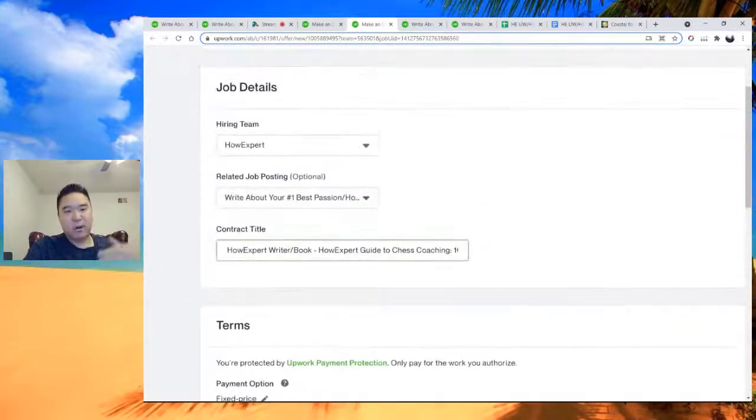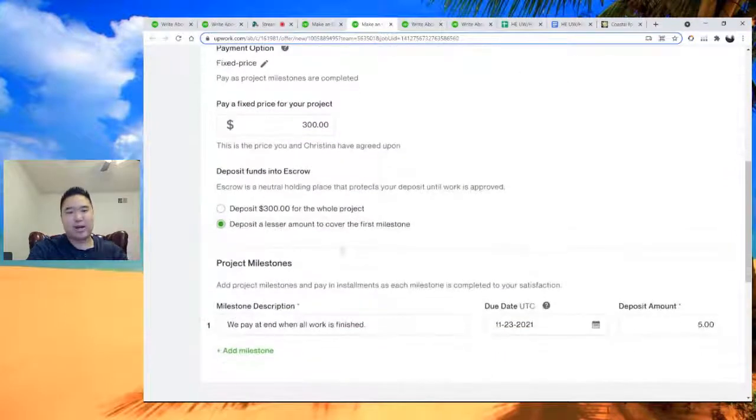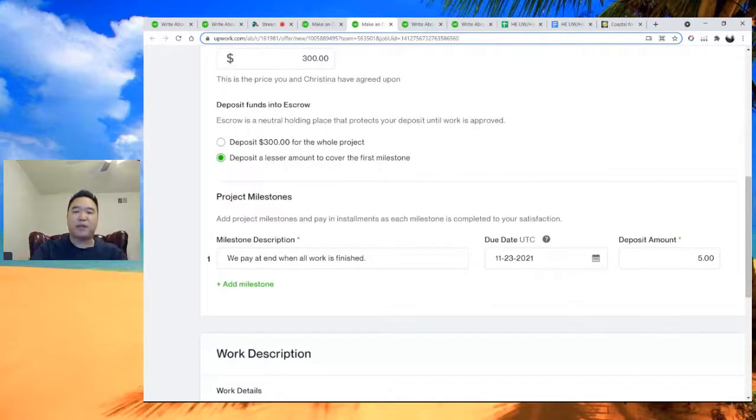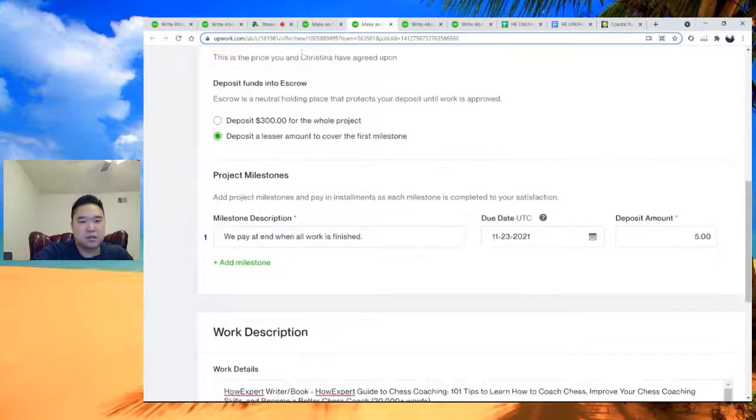Okay. Correct contract title, correct rate, deposit lesser amount. We never pay the whole amount up front because some freelancers, unfortunately, don't finish the project, don't write. And we have to wait 2-3 months, until the due date, to get our money back. So we don't like to do that. We like to deposit a lesser amount. And after they finish and send our work to us, then they're proven, then we send all the payment. And we've done that for all the freelancers who've finished their work. And if they need more time, we always give more time. Okay. So that's how we do it.